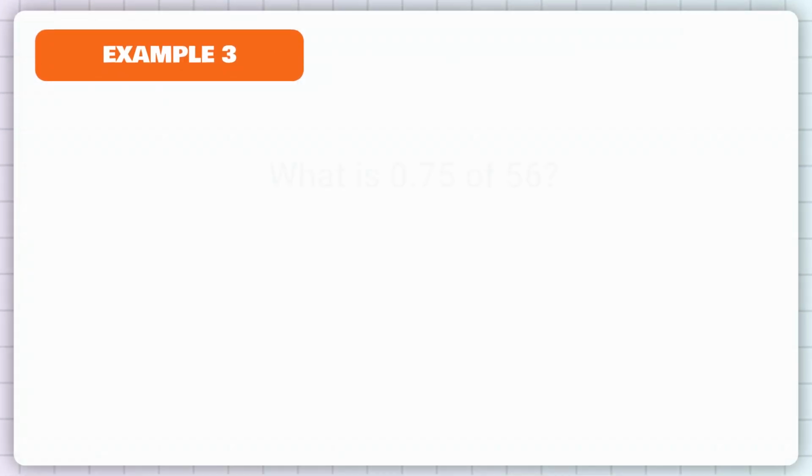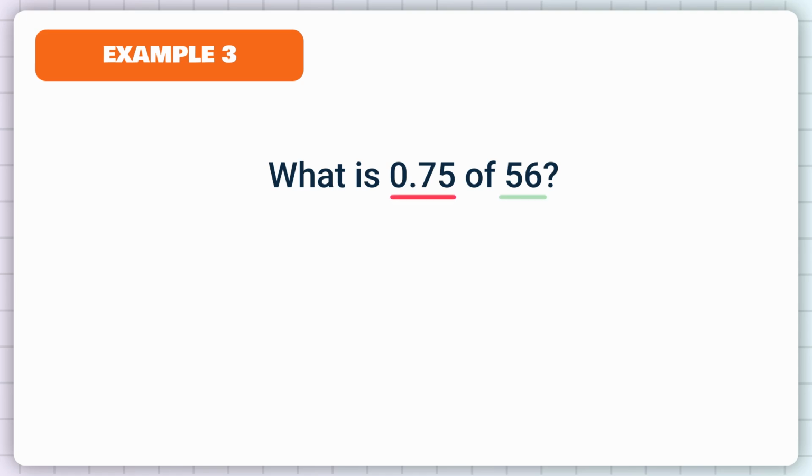Now let's calculate what is 0.75 of 56. Again, first identify the decimal and the quantity. The decimal is 0.75, and the quantity is 56. Next, multiply the decimal by the quantity. 0.75 multiplied by 56 equals 42. So 0.75 of 56 is 42.